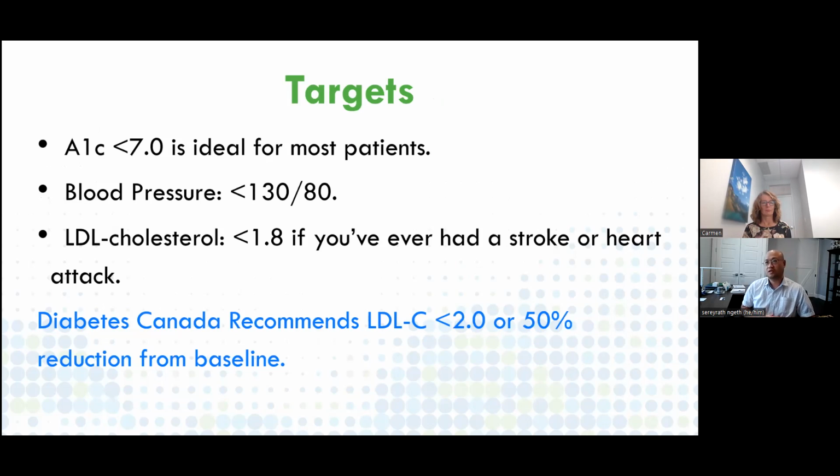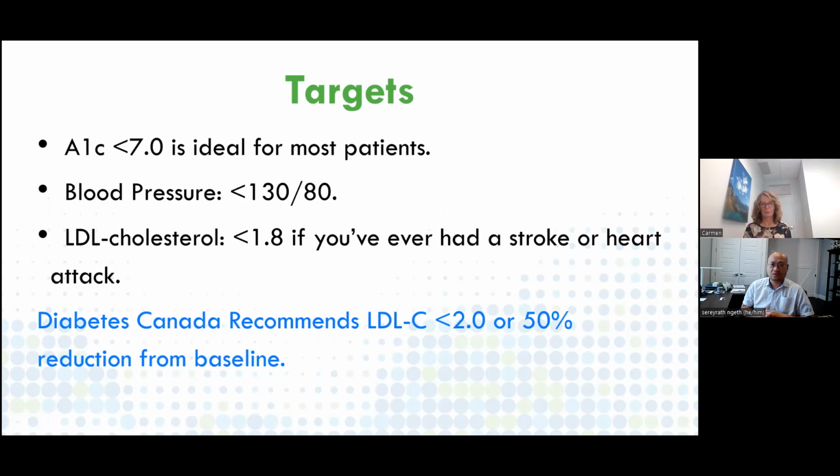Okay, so the targets that we need to achieve in diabetic patients. An A1C of less than 7 is ideal for most patients. However, for those individuals who are older and frail, for example, a 70-year-old with heart failure, history of heart attacks, COPD, who don't have a lot of years ahead of them, we typically recommend a higher target, anywhere between 7.5 to 8.5 or so.